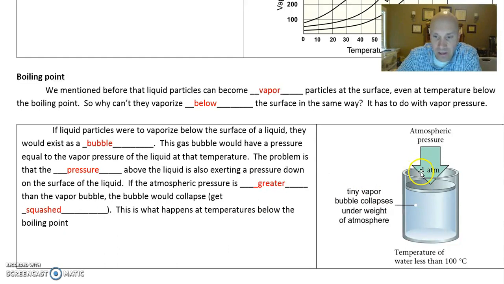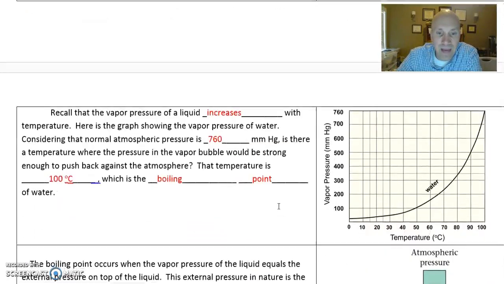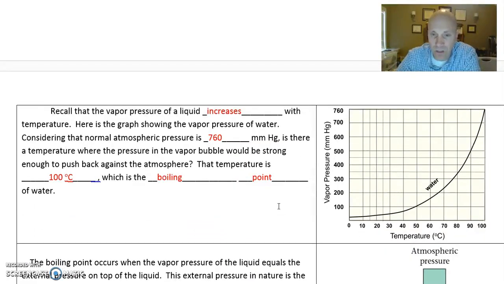So this area, this bubble right here, this theoretical bubble that wants to exist, can't exist below the boiling point of the water because that bubble can't generate enough vapor pressure to push back against the atmosphere, which is pushing down on it. All right. So what happens though when we normally boil water?